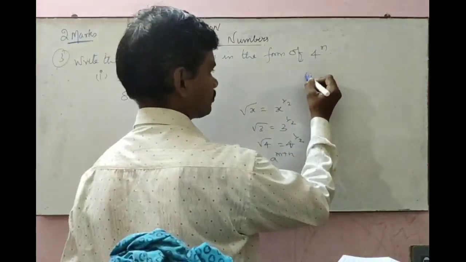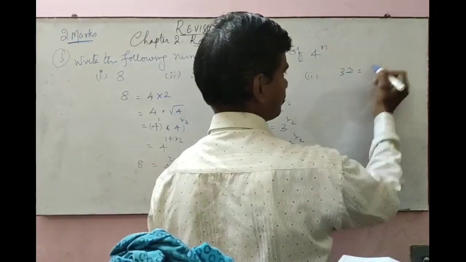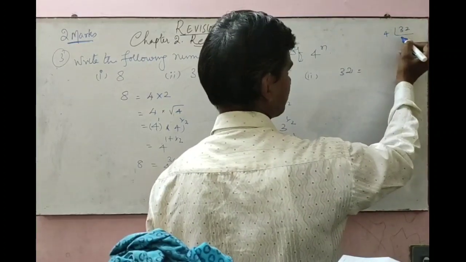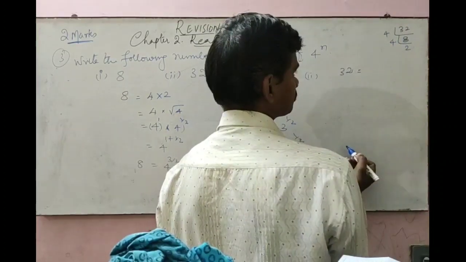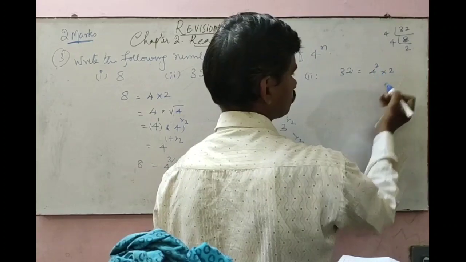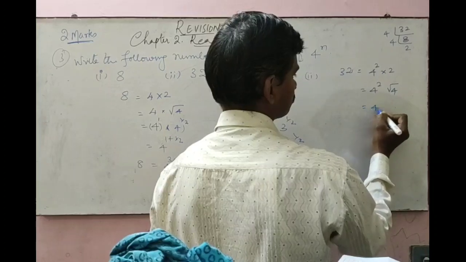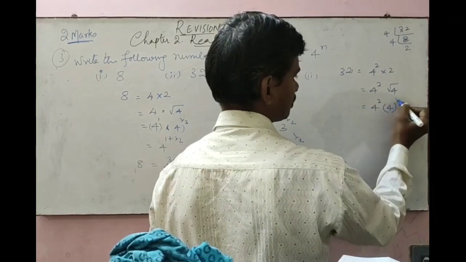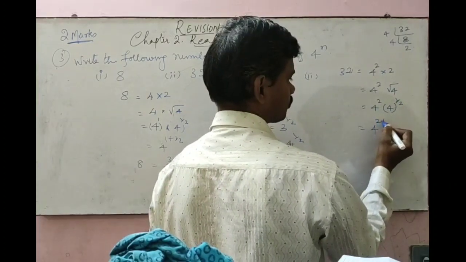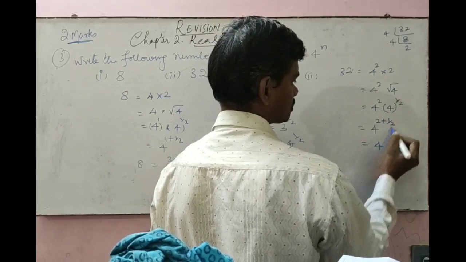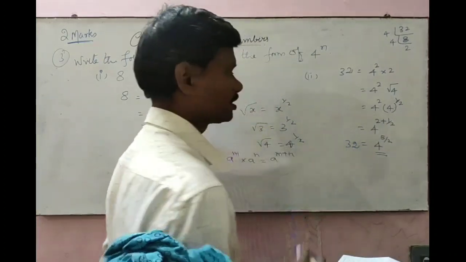Like that, the second sum, 32. How will you split this 32? 32 can be split by the base 4. If you divide by 8, you will get 4. Again 8 is 4 into 2. So 4 power 2 into 2. Again this 2 can be written as root 4, which in power form is 4 power 1 by 2. So 4 power 2 into 4 power 1 by 2 gives 4 power 2 plus 1 by 2, which is 4 plus 1, 5 by 2. So 32 can be written as 4 power 5 by 2.